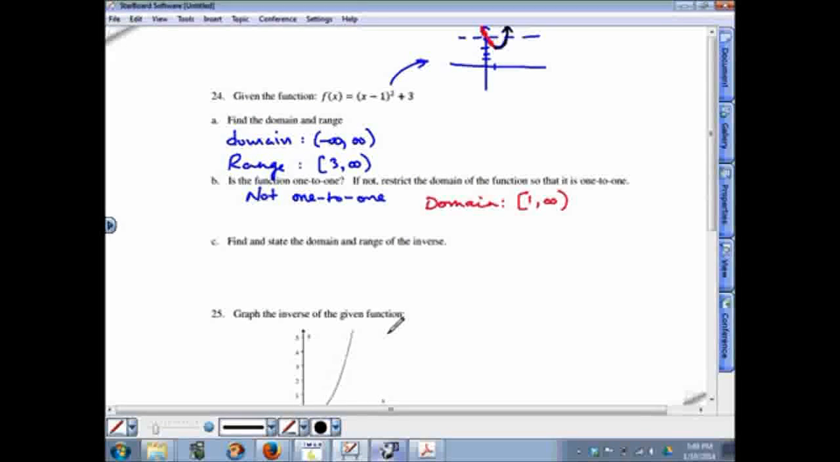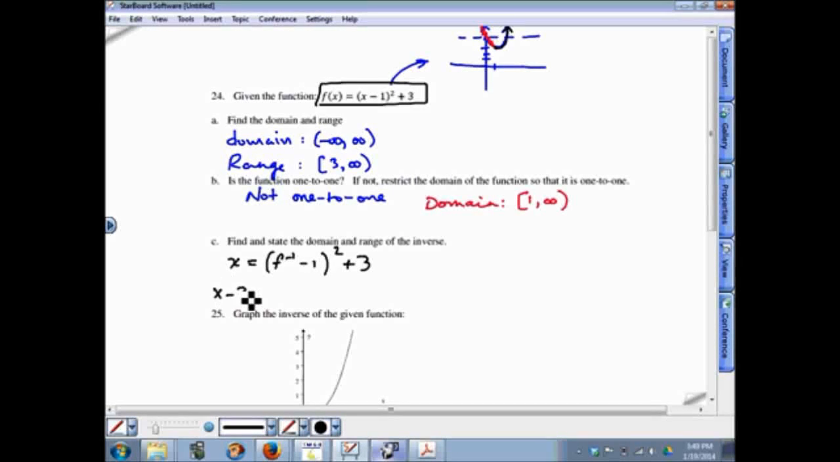Now, we need to find and state the domain and range of the inverse. So first we need to find the inverse of the original function here. That's done by switching the places of x and f of x. So it's going to be x equals the quantity x minus 1 squared plus 3, with f inverse in place of x. Now we need to solve for the inverse here.